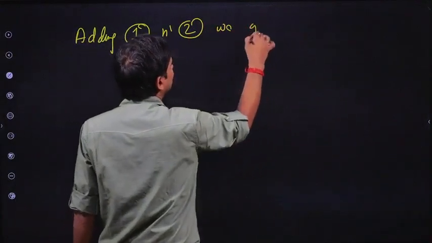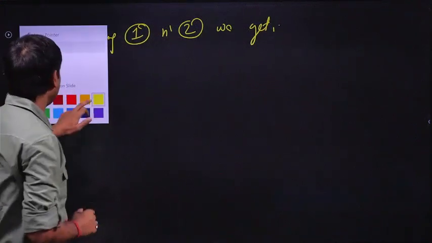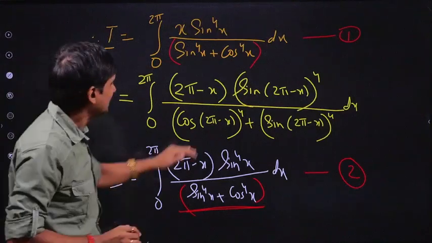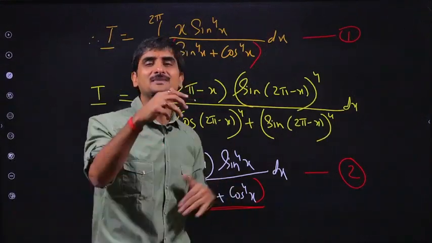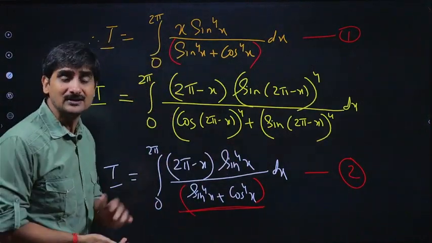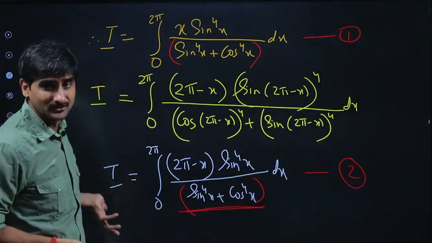So what do we get? Adding 1 and 2, we get here, of course, in LHS 2I, and in RHS, see, now that's what I said, the denominator is the same. So if it doesn't change, we don't need to take any LCM. The denominator is the same in both the integrands, and the limits are also the same.